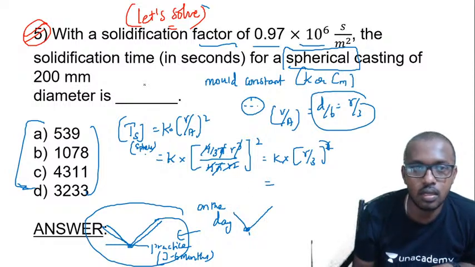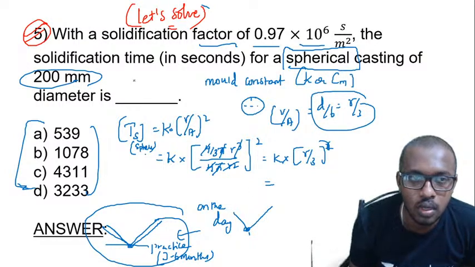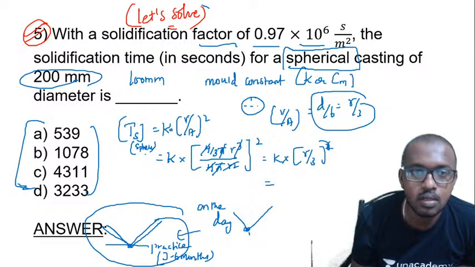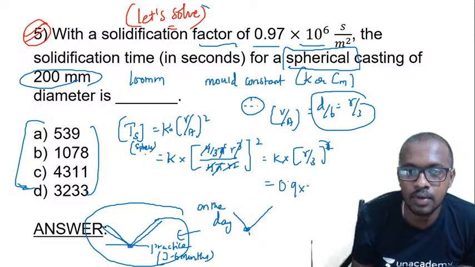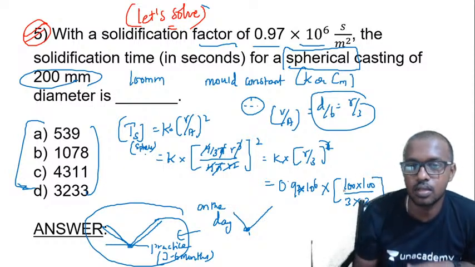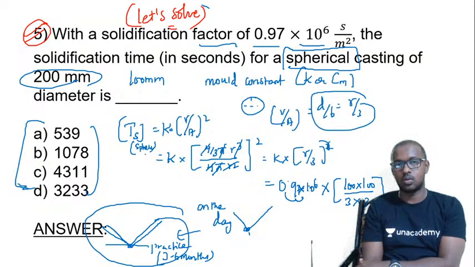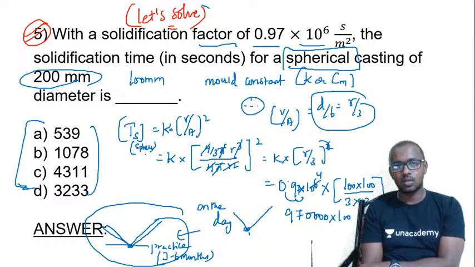So what do you have here? The spherical casting of diameter 200, so it will be 100 mm the radius. You can write it as 0.97 into 10 power 6 into, what is R now? 100 into 100 divided by 3 into 3. So 1, 2 gets cancelled, 4 it becomes. So 97,000,000 into, what's the question?